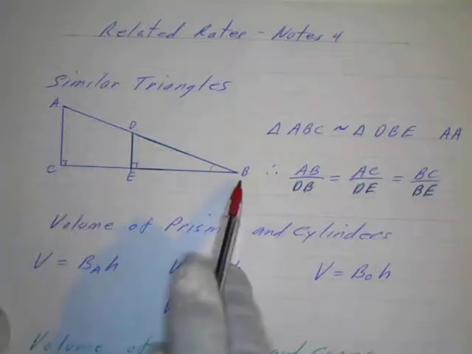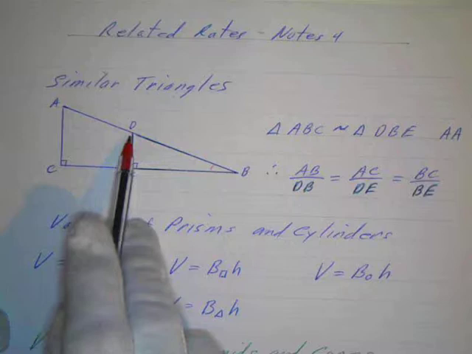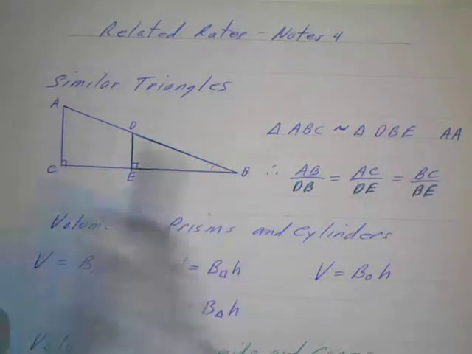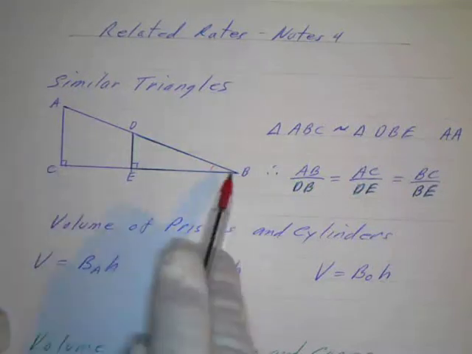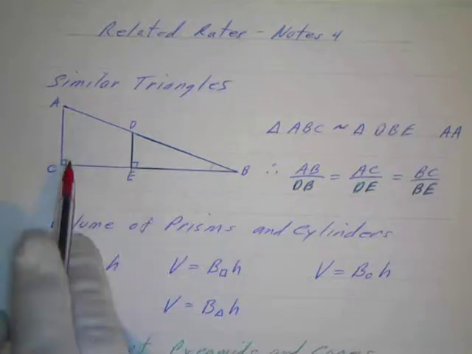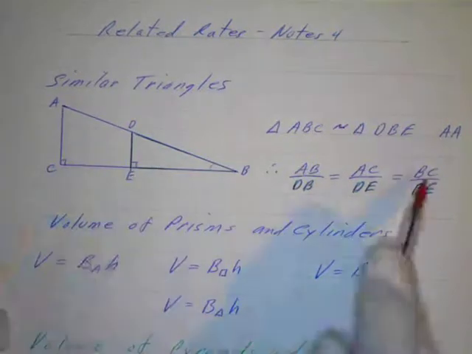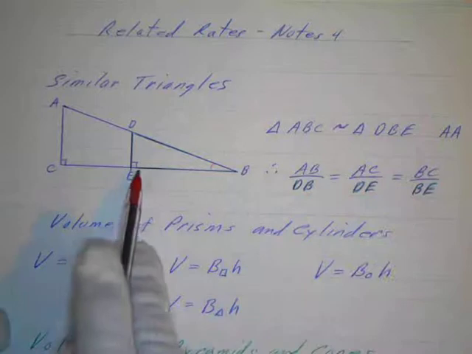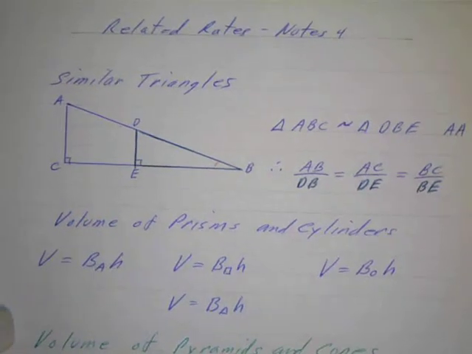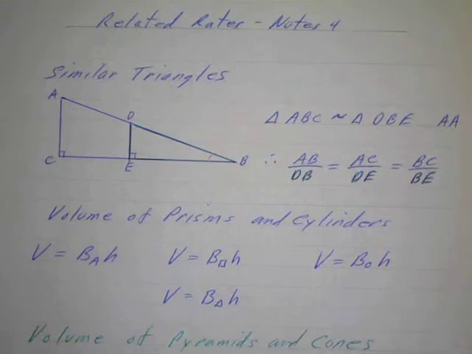So AB over DB, the ratio of this large side of the big triangle to the corresponding side of the small triangle, AB to DB, is the same as AC to DE, which is the same thing as BC to BE. So the ratio of the corresponding sides is always the same, so we have an equality there. That comes in handy especially when we're trying to reduce the number of variables, and you'll see that in some of these examples we go over.